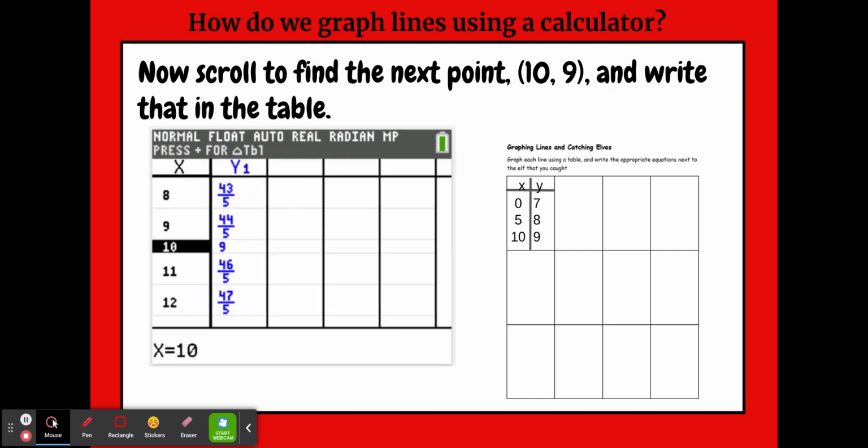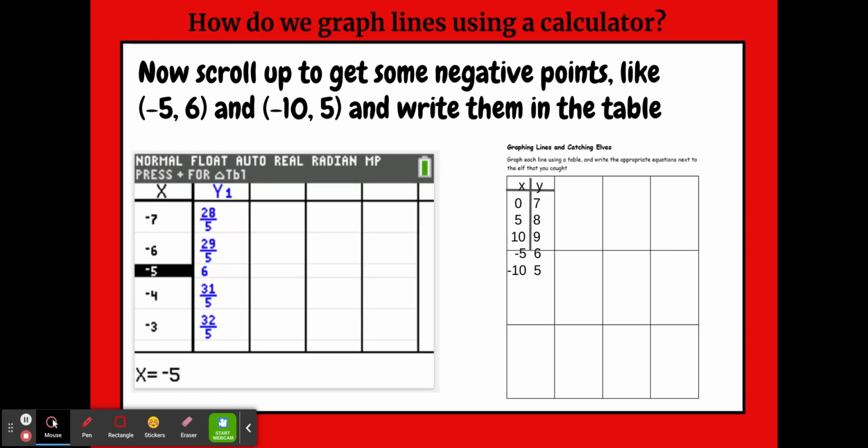Now we're going to scroll and find the next point, which is 10, 9, and we're going to write that in the table. Now we're going to scroll all the way up to the negative area to find another point we can graph. One of them is negative 5, 6, and the other one's negative 10, 5. Make sure to write those in the table.